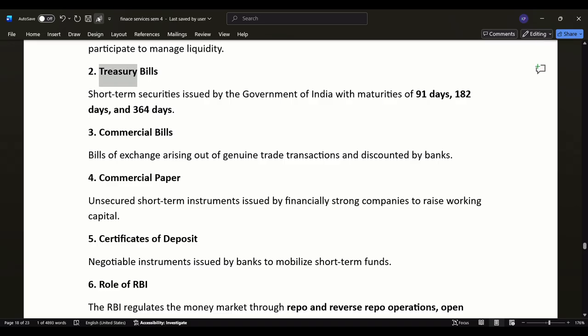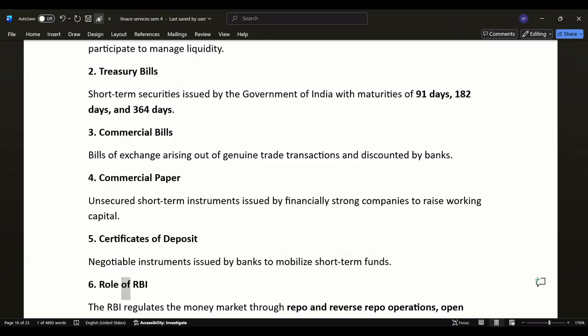2. Treasury bills. Short-term securities issued by the Government of India with maturities of 91 days, 182 days, and 364 days. 3. Commercial bills. Bills of exchange arising out of genuine trade transactions and discounted by banks. 4. Commercial paper. Unsecured short-term instruments issued by financially strong companies to raise working capital. 5. Certificates of deposit. Negotiable instruments issued by banks to mobilize short-term funds.